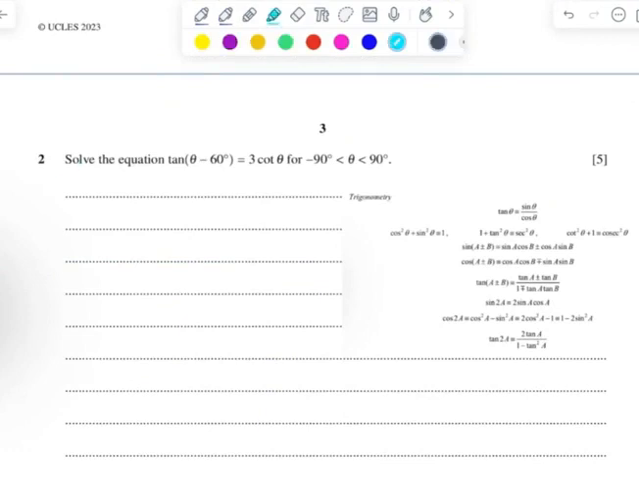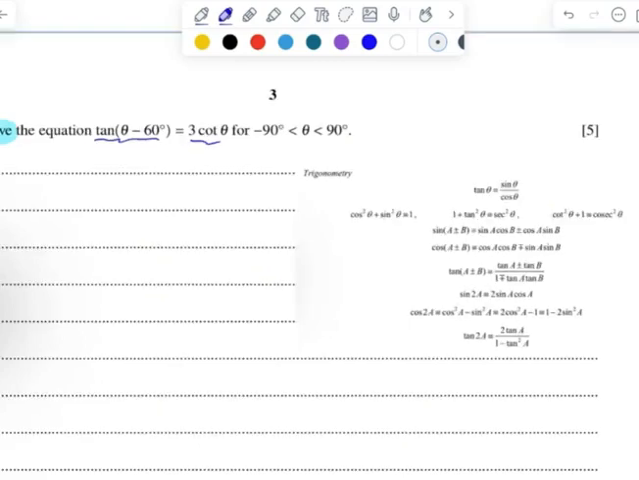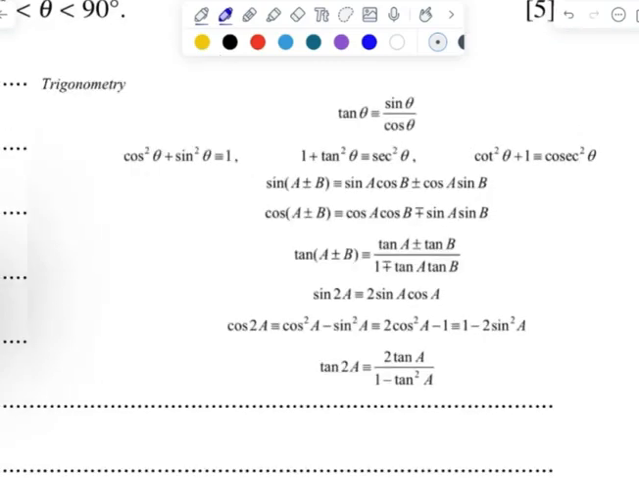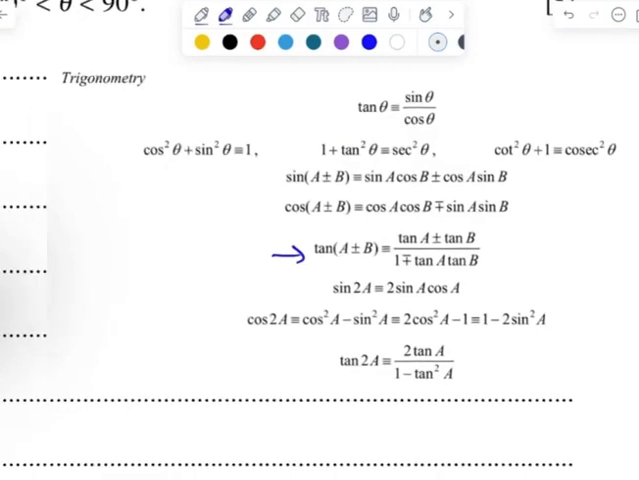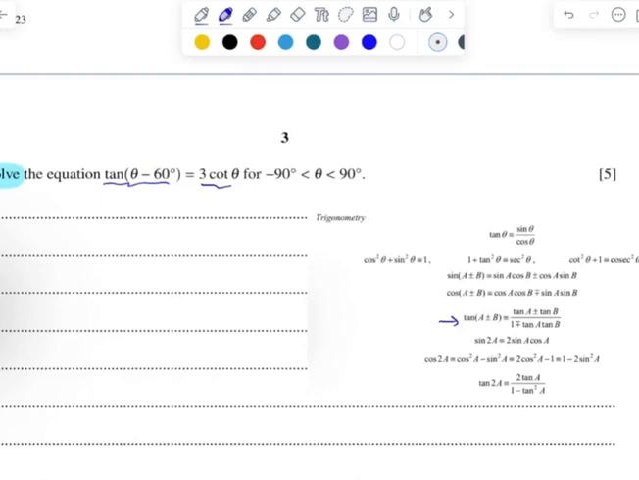They say solve the equation, so we're not proving an identity, but here we've got a full equation and we can use both sides. On the one side we've got some tan, and on the other side we've got cot. So we can't really do anything simpler for now, so we are going to expand this. If we use our tan compound angle, I can expand this. That's the only thing I can really do on one side.